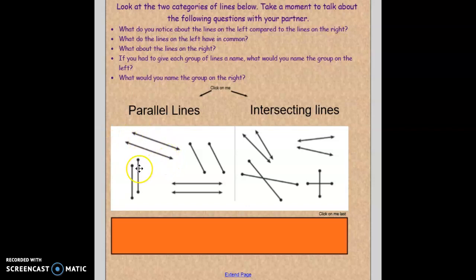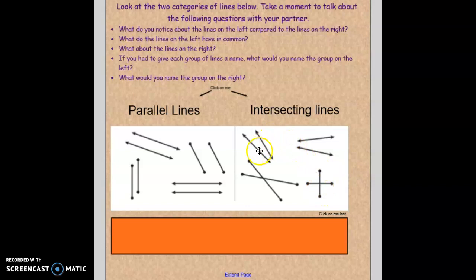They never touch. No matter how long these lines would go on for all of eternity, these two lines would never touch. These two lines would never touch. However, these lines have already crossed. They've already intersected.